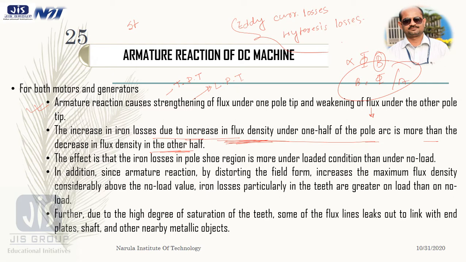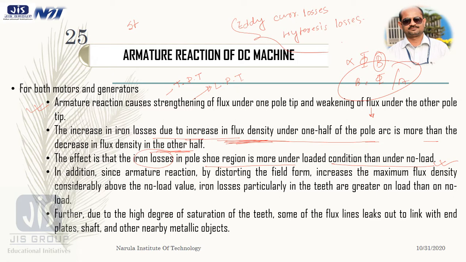The effect is that iron losses in the pole shoe region are more under loaded condition than under no load condition. So when the motor is in loaded condition, the iron loss in the pole shoe region increases, and if the loss increases, it will reduce the efficiency of the machine. So it is not desirable to us.